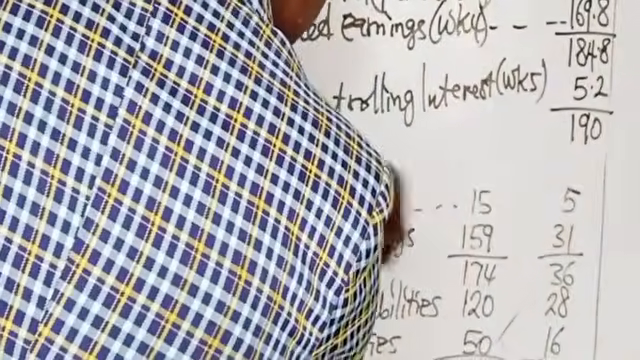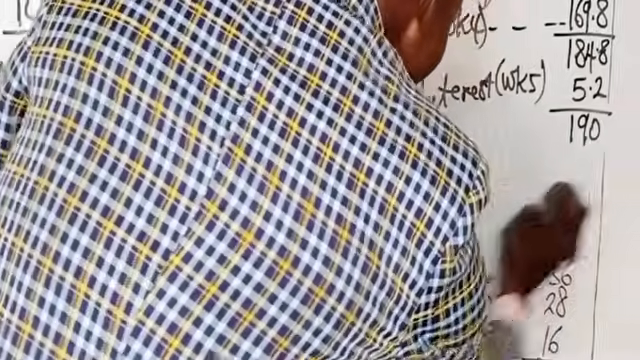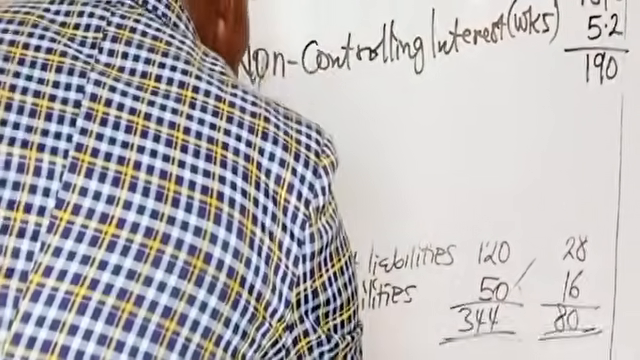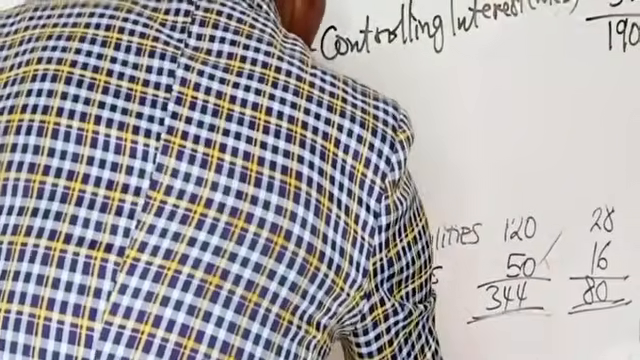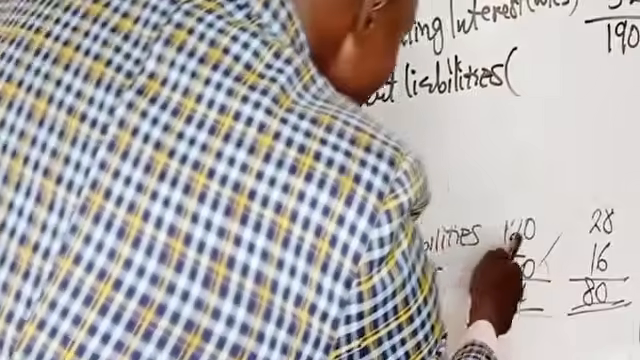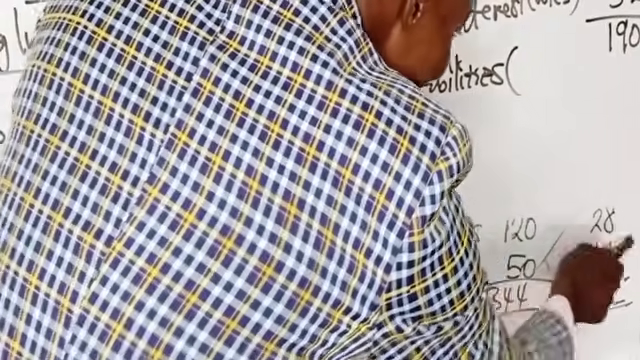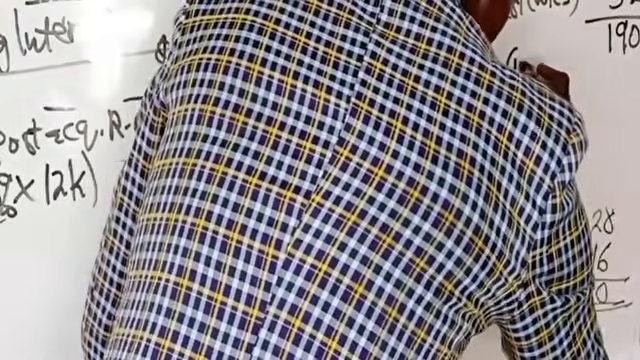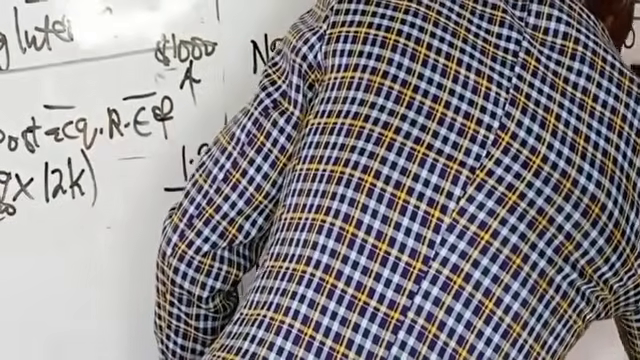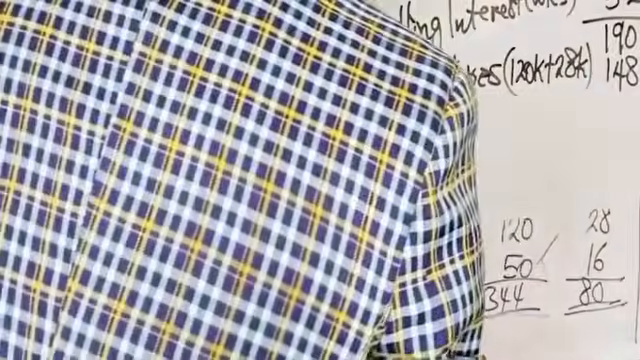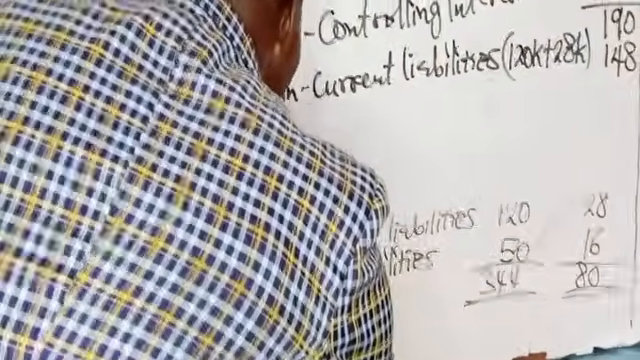Now, after equity, you have non-current liabilities. Non-current liabilities, that of Head, we have 120. Safety, 28. So you have 120,000 plus 28,000. If you add it up, you have 148,000. Then after non-current liabilities, you have current liabilities.